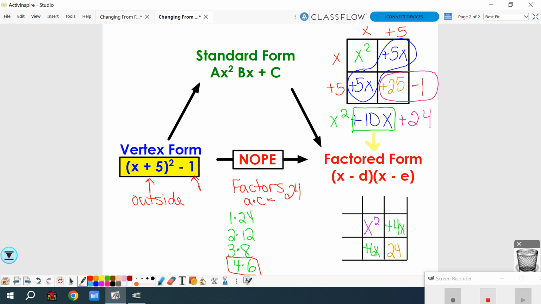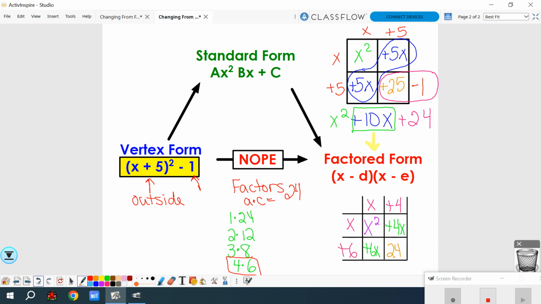And now it's time to factor. So my x squared is going to be x times x. If I look at these two terms and I'm trying to pull out the biggest factor they have in common, the greatest common factor, I know that both of those numbers can be divided by 4. So it's going to be a 4 here. And then when I look at this problem and I'm trying to think 4 times what is going to give me 24, I know that that has to be a 6.